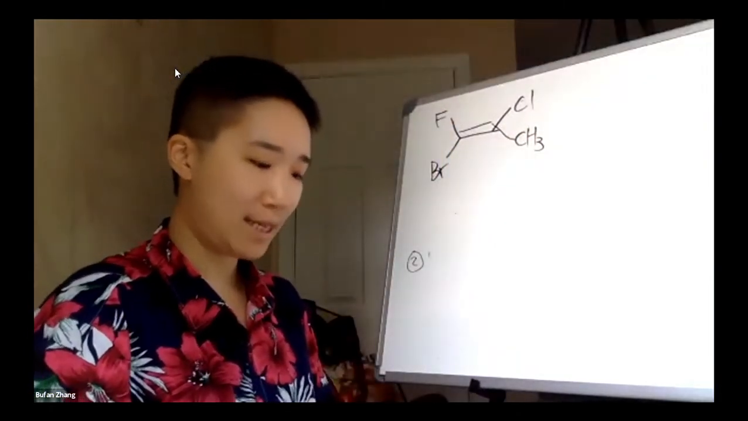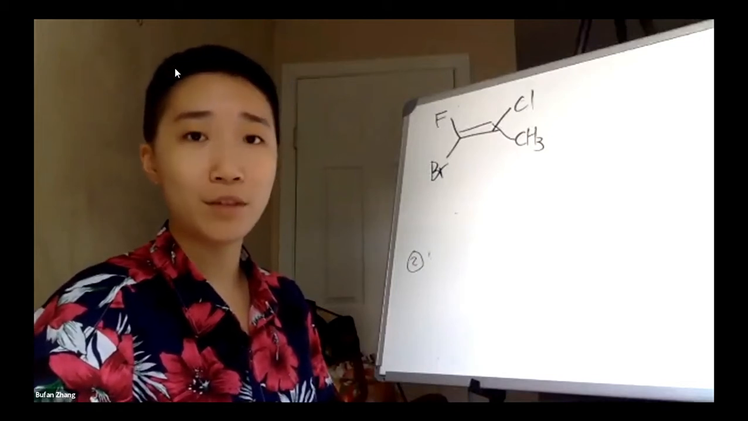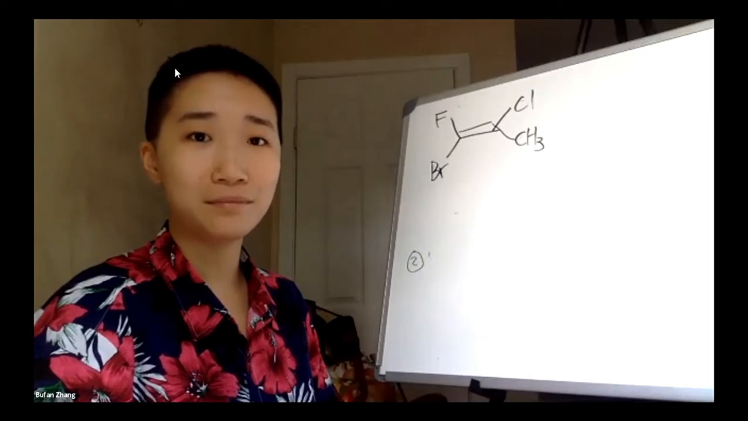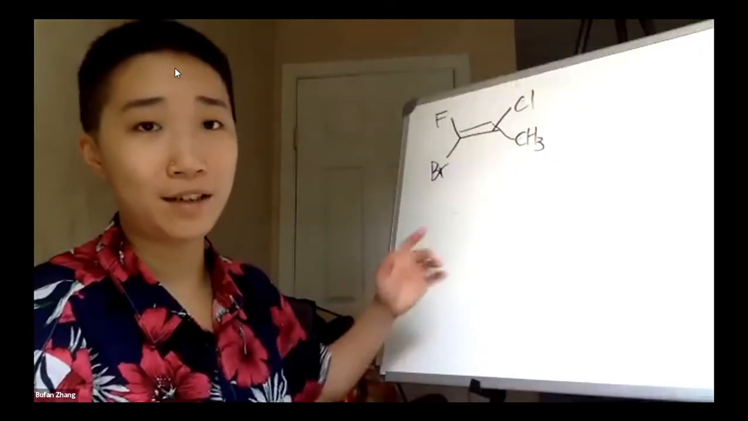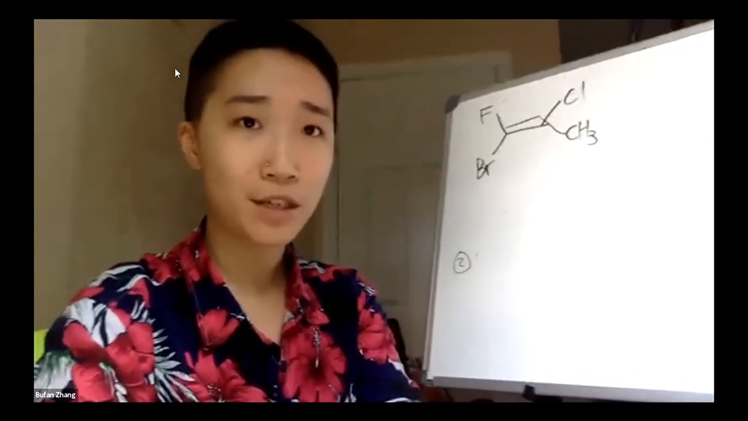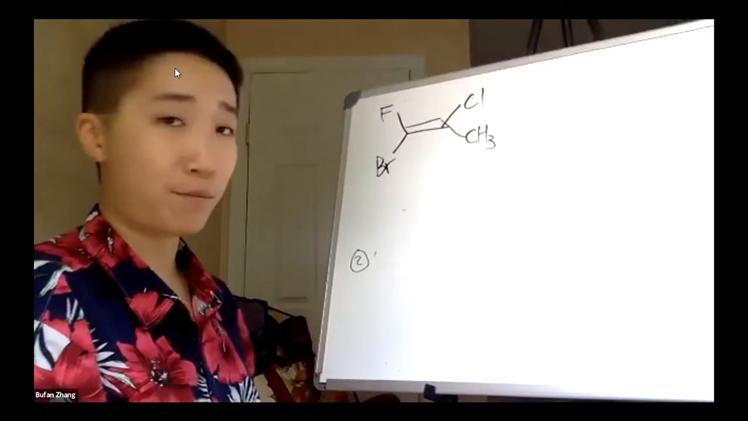So let's assign the absolute configuration for this alkene. What did we do in the beginning? You cover one side, right? I'm going to cover the right-hand side. No, we just focus on the left. We have fluorine and bromine. So, who has higher priority?